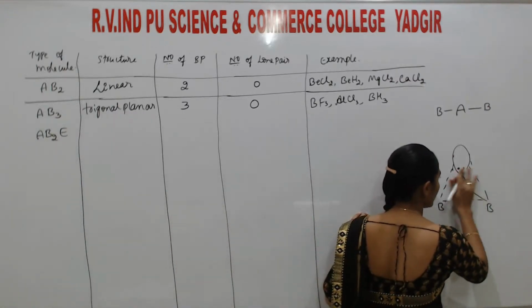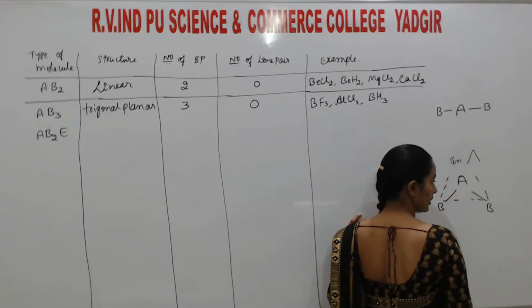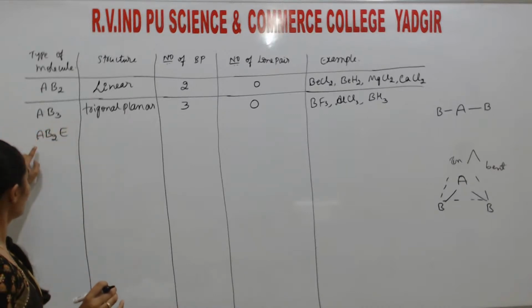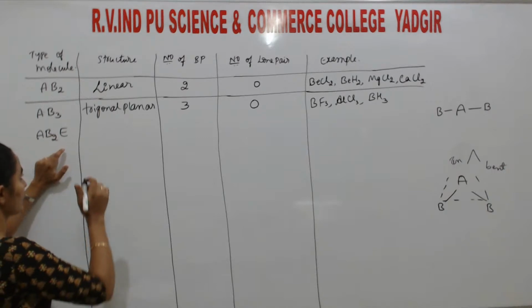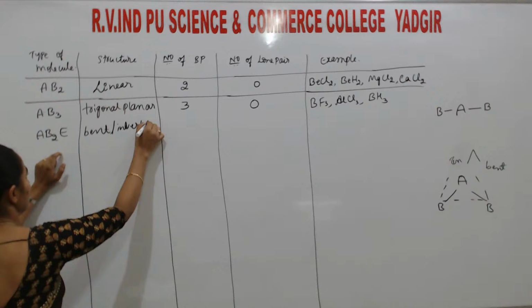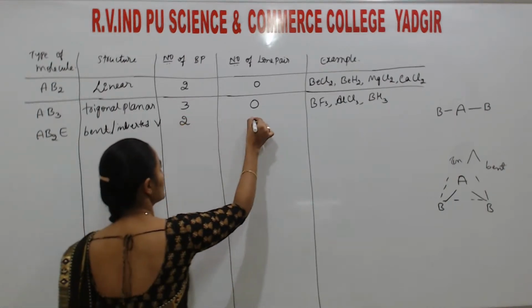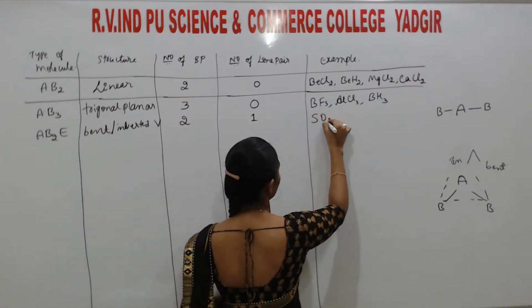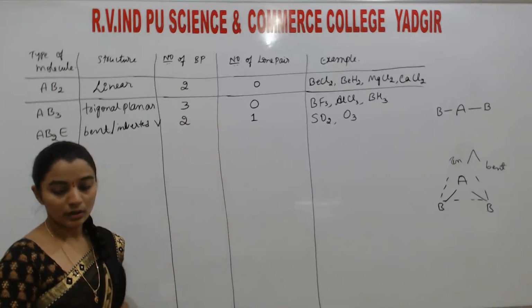But without taking this lone pair of electrons, the structure is taken as inverted V, or you may call it a bent structure. So if you consider the lone pair of electrons, both AB3 and AB2E follow the standard structure of trigonal planar. Even though the shape of this type of molecule is either bent or inverted V. Here, two bond pairs, one lone pair. Examples for such type of molecule are SO2 and O3. Later, I'll explain all these compounds with examples and structures.